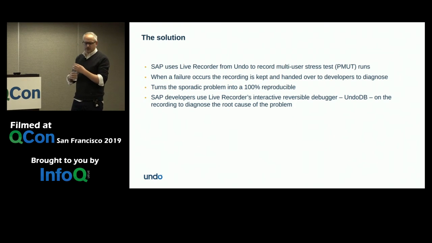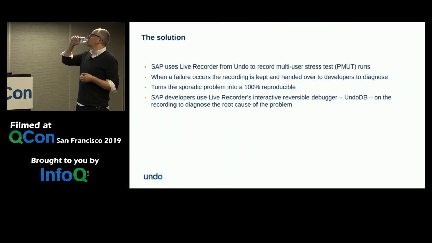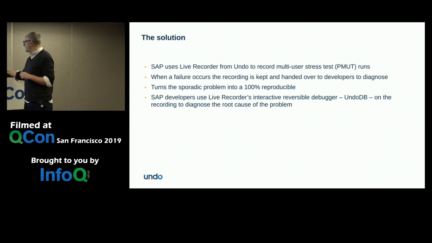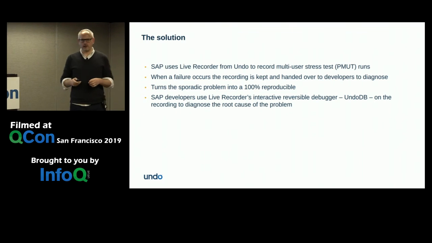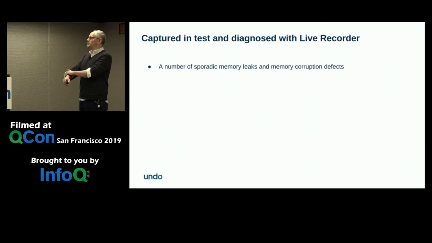So SAP integrated live recorder into that PMUT system, meaning that when they get those really difficult sporadic failures, it spits out a recording, and now the engineers can look at that and go straight to the root cause, right? So diagnosed, these are real SAP HANA bugs caught with PMUT and diagnosed with live recorder.